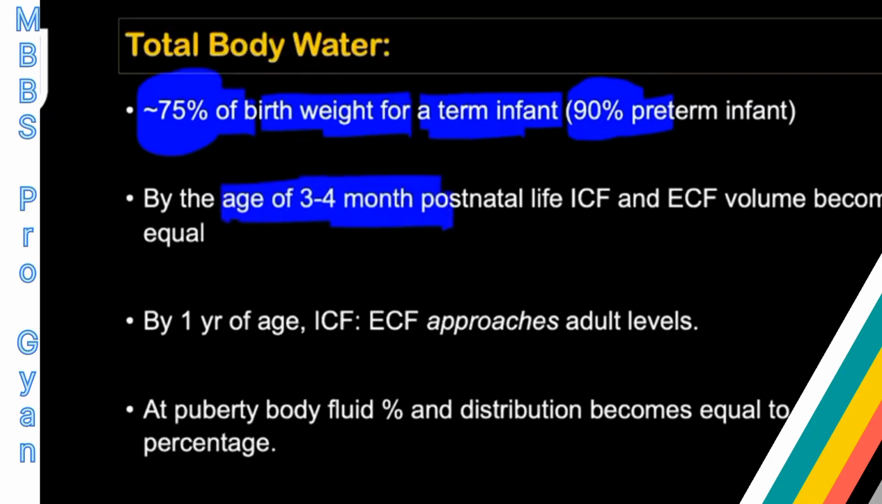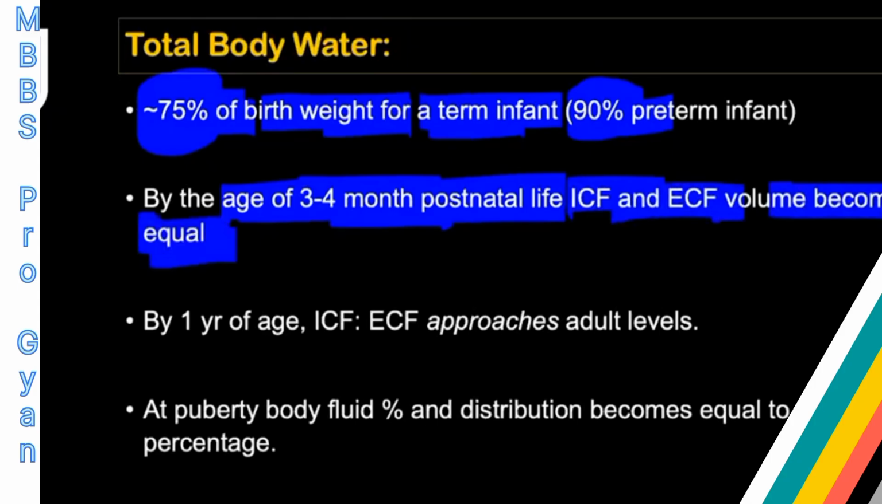Next is that by the age group of 3 to 4 months, I told you already, in 3 to 4 month postnatal life, ICF and ECF volume become equal with one another, and that's why I told you the ratio between ECF and ICF is equal to 1:1. Very, very important for future MCQ.